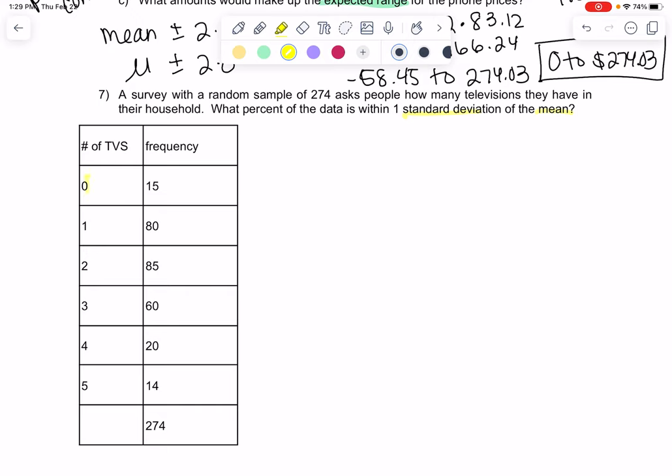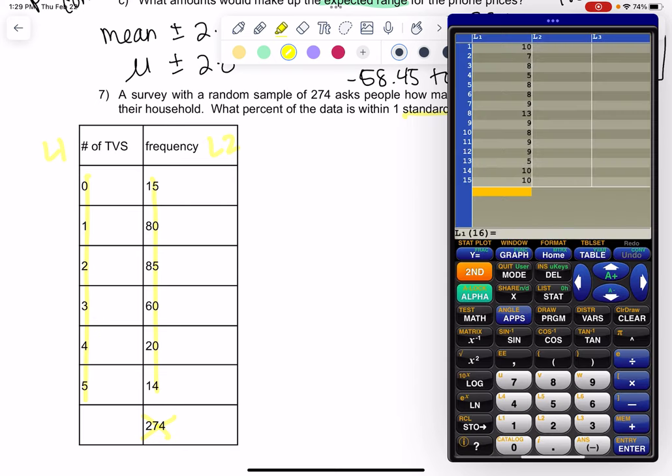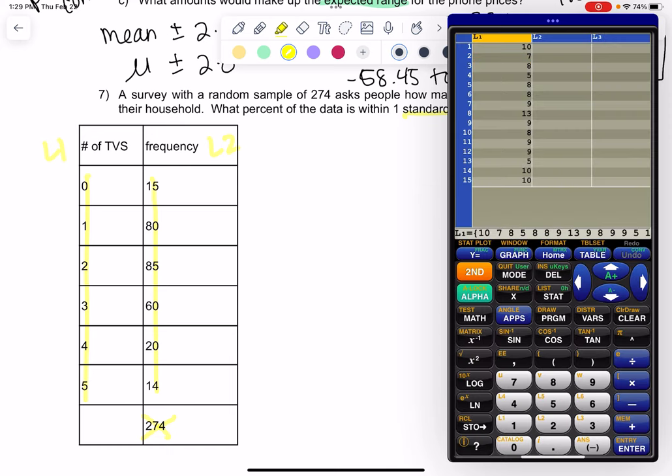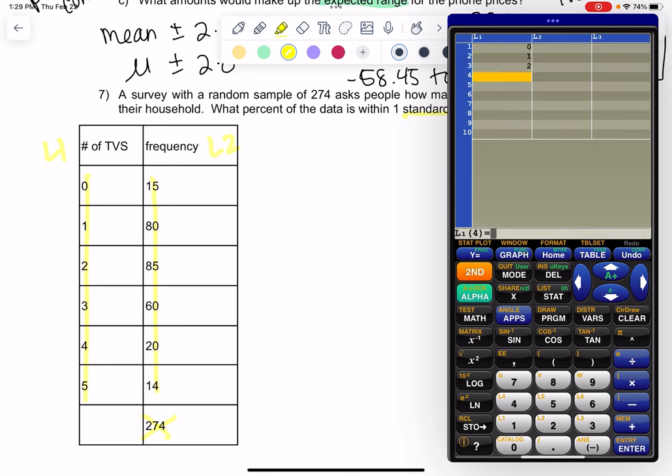So I'm gonna go ahead and put the number of TVs into L1, and I'm going to put the frequencies into L2, not including the total. Stat, Edit. Again, if you need to clear, you go to the top and hit clear, enter. And so we have 0, 1, 2, 3, 4, 5 TVs. And then the frequencies.